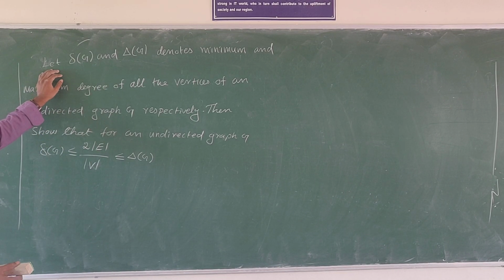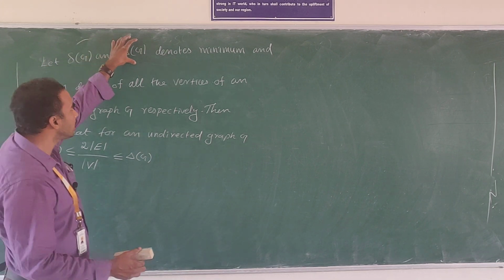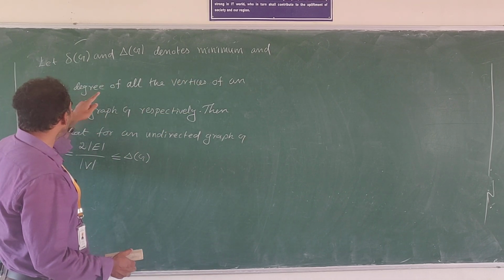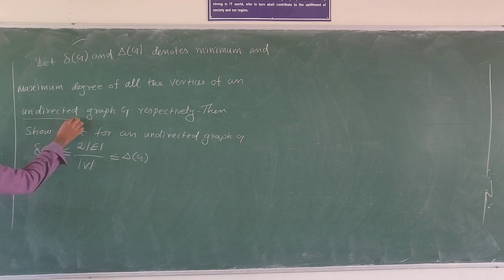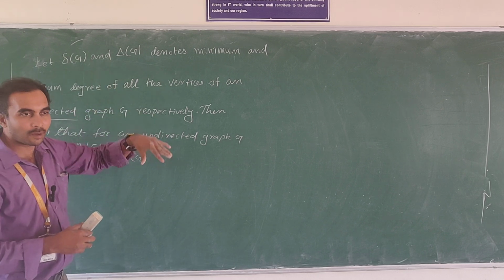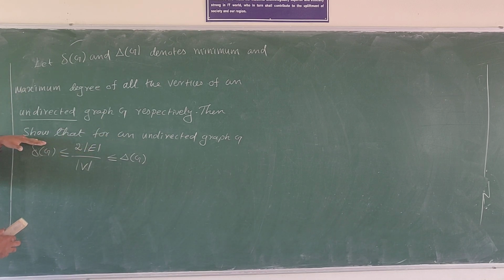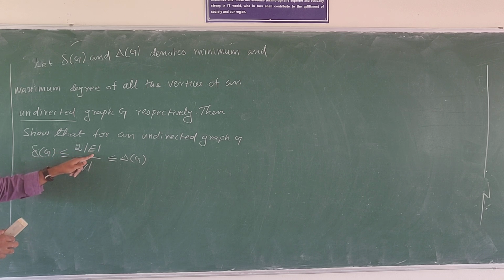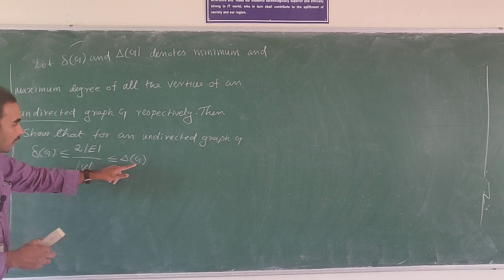This is an example problem. Here let δG denote the minimum degree of all the vertices of an undirected graph, that is very important, undirected graph G, and ΔG represent the maximum degree in this graph. Okay, then show that δG is less than or equal to 2 times the number of edges of the graph divided by the number of vertices of the graph, which is less than or equal to ΔG.